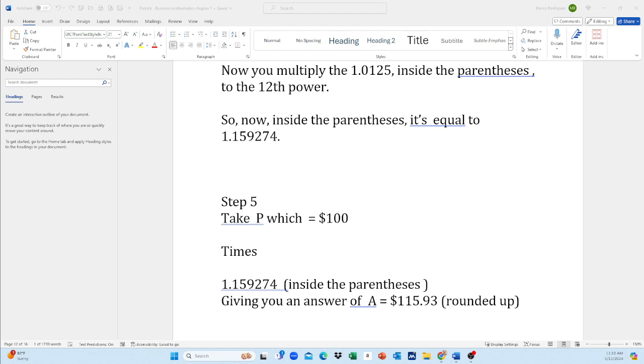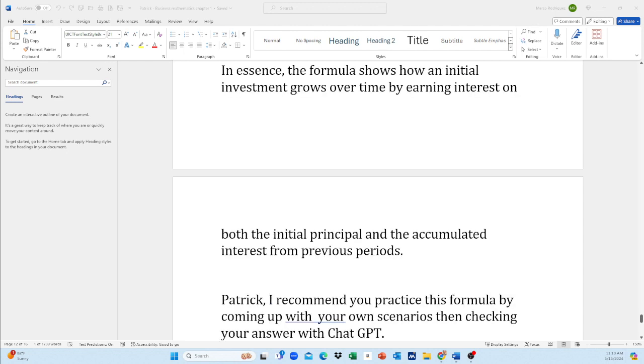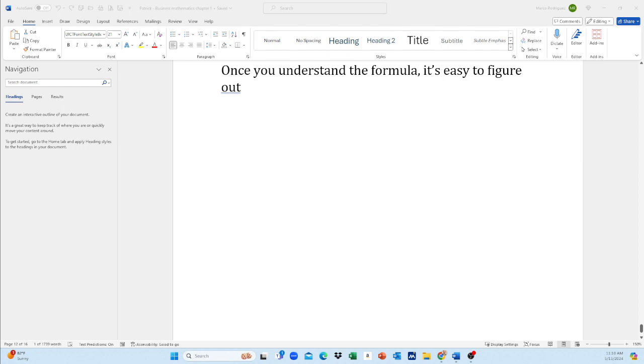$115.93, rounded up. In essence, the formula shows how an initial investment grows over time by earning interest on both the initial principal and the accumulated interest from previous periods. Patrick, I recommend you practice this formula by coming up with your own scenarios, then checking your answer with ChatGPT. Once you understand the formula, it's easy to figure out.